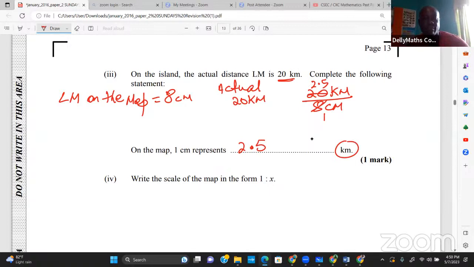Kilometers at the end already. Very straightforward. They're not asking you to convert anything. They're asking you to understand that LM was 8 centimeters on the map, and that on the island, when they measure from L to M, they get 20 kilometers. So what does 1 centimeter on the map represent in kilometers? 2.5 kilometers. For every 1 centimeter you see on the map, 2.5 kilometers.